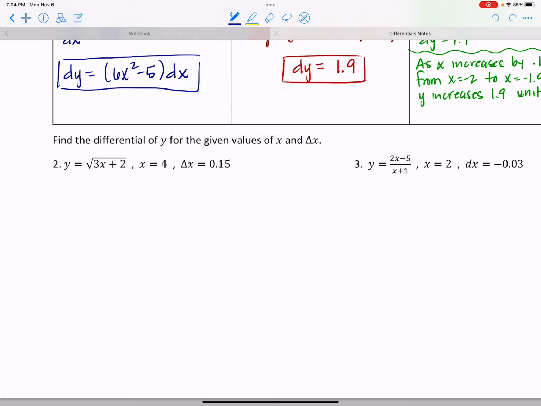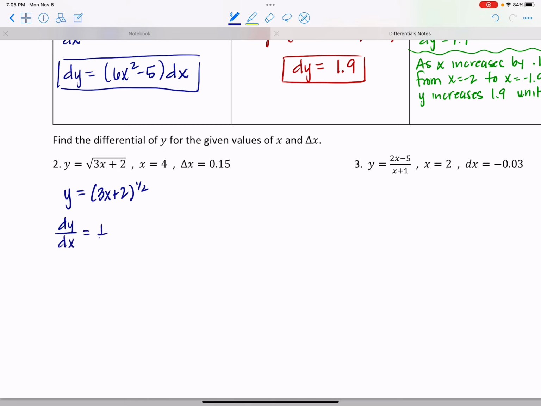Alright, for example, find the differential of y for the given values of x and dx. So we're going to calculate a formula first and then input the given values to actually calculate the differential of y, an actual value for it. So in this first one, I'm going to rewrite the square root of 3x plus 2 as 3x plus 2 to the 1/2 power. Now let's find the derivative of y with respect to x to introduce our differentials.